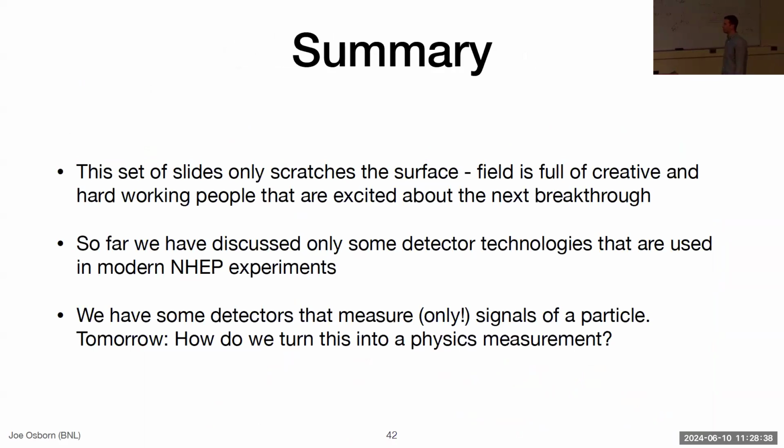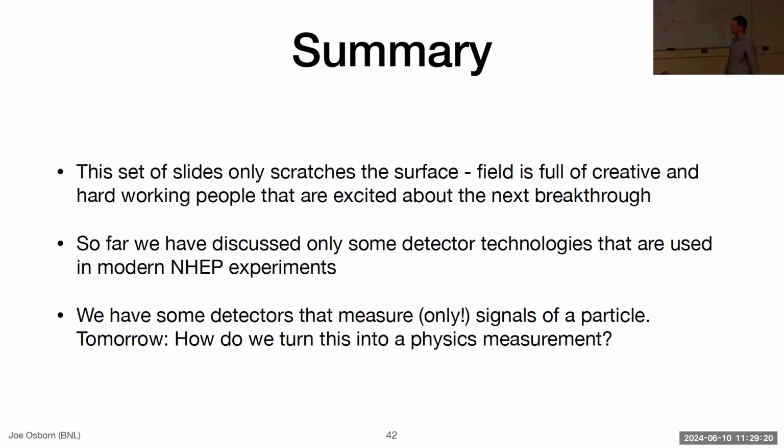The field is full of very creative and hardworking people that are excited about the next breakthrough. Things like MPGDs were only really developed in the last 20 or 25 years. And they're really now just becoming, I think, used more ubiquitously. Because of course, when someone develops this technology, they didn't just mass produce a giant detector out of it. They built some small test sample to prove the technology. Something that's important to think about is that when you build a particle physics experiment, you have to be able to mass produce some of these technologies. So you can't necessarily develop some R&D thing and then expect to have it mass produced in a couple of years.